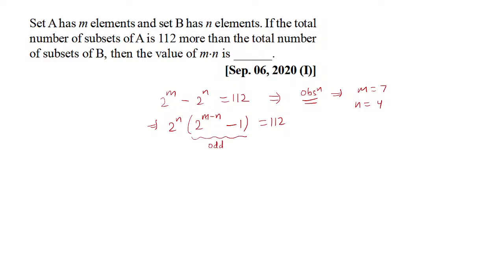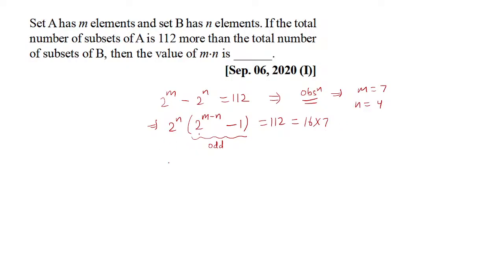Why? Because clearly m is not equal to n. M is greater than n. So this will be even, and even minus 1 is odd. So here, this 112 you can write as what? If you see carefully, it is divisible by 4 multiplied by 28, or you may say 16 multiplied by 7.